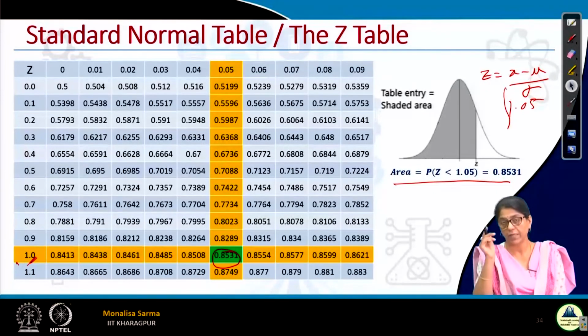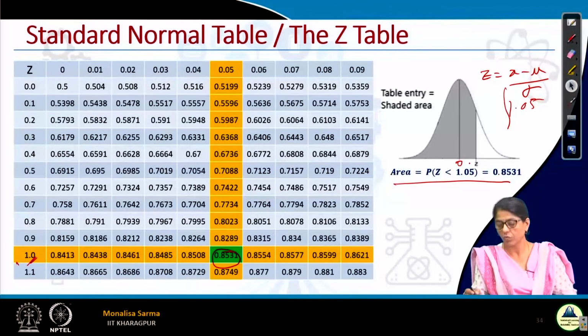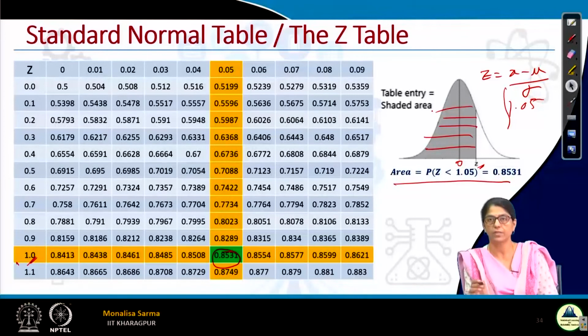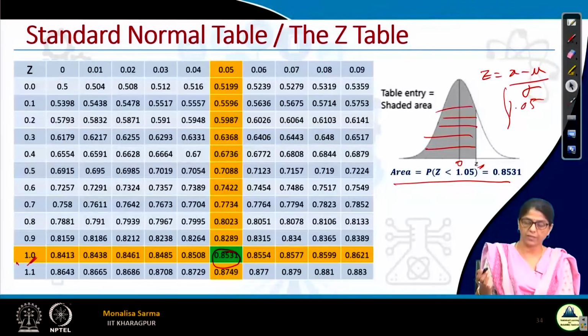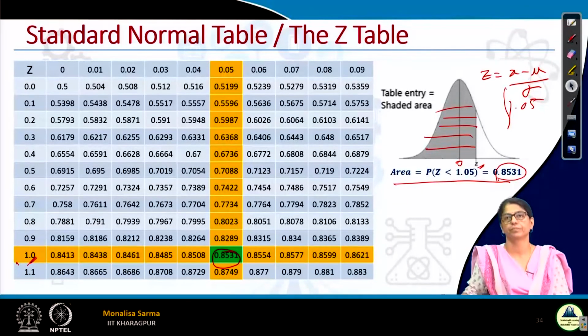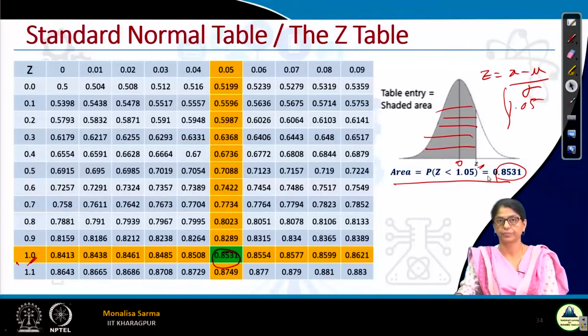As I told you, the standard normal distribution median is 0. So, if this is the curve, this is 0, and a z value of 1.05 will be towards the right of 0, right. So, this is my z value 1.05, and what is this area? This area is basically the probability that my value will lie in this range. Area is nothing but the probability, right. So, this area is 0.8531. Okay, this is how we look into the table.